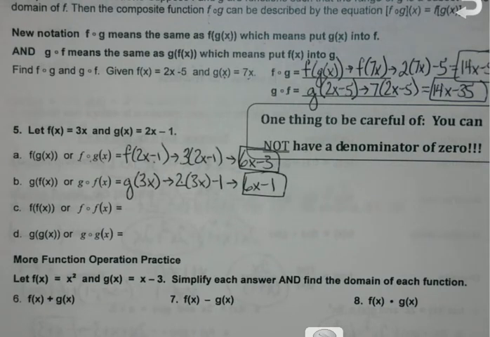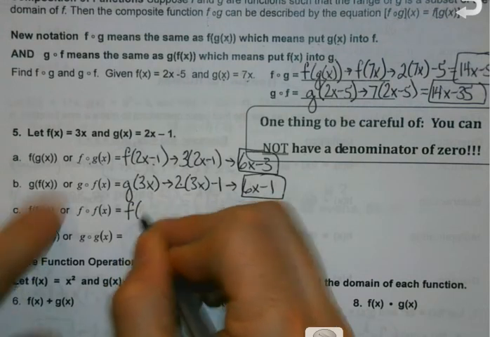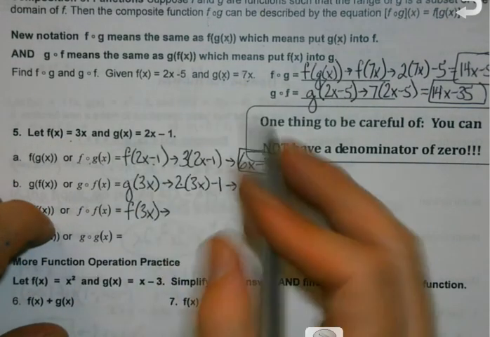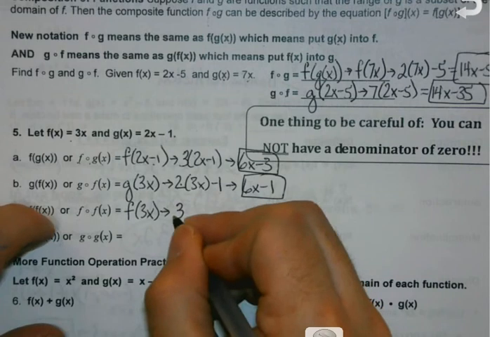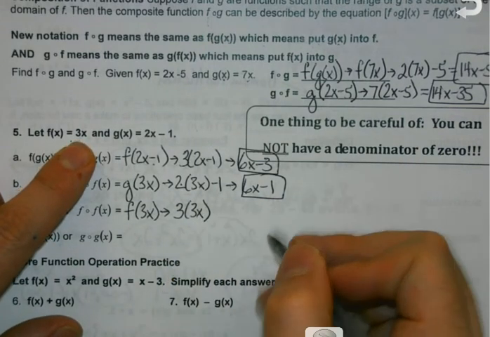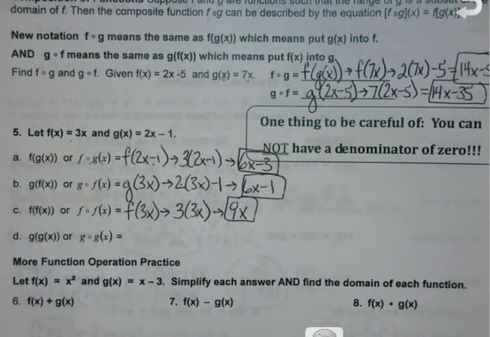Now, you also can plug a function into itself. Seems kind of strange, but so f of x, I'm going to plug 3x into 3x. So again, I'm just replacing the x with what f is and getting to a solution. Weird, weird, weird.